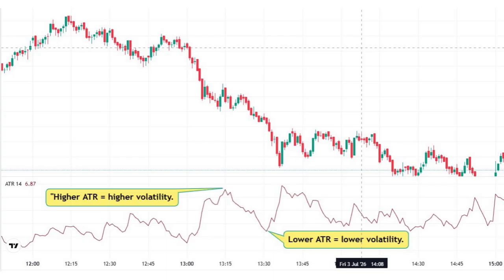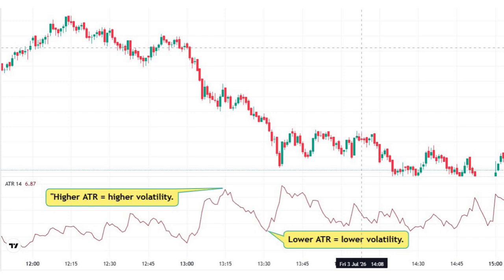ATR is probably the most underrated risk management tool in trading. Why? Because it lets you set volatility-adjusted stops and targets. If volatility is high, your stop needs to be wider. If volatility is low, you can use tighter stops. Simple, but most traders ignore it.